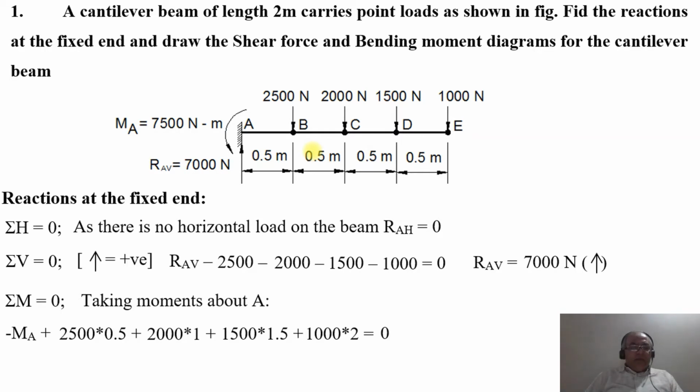Adding up all these things, you are going to get the reactive couple, MA, will be 7,500 Newton meter. Since it is a reactive couple, it is going to be in the counterclockwise direction. So this is how you will be able to find the reactive moment.